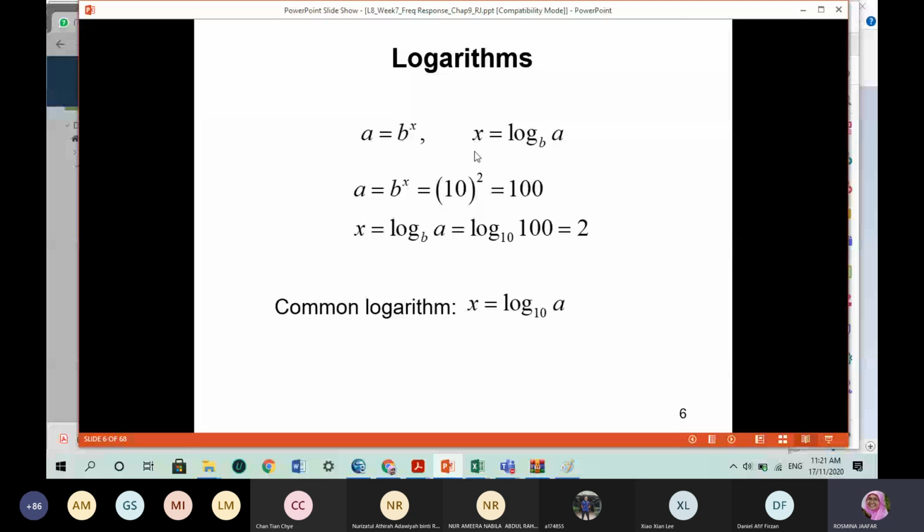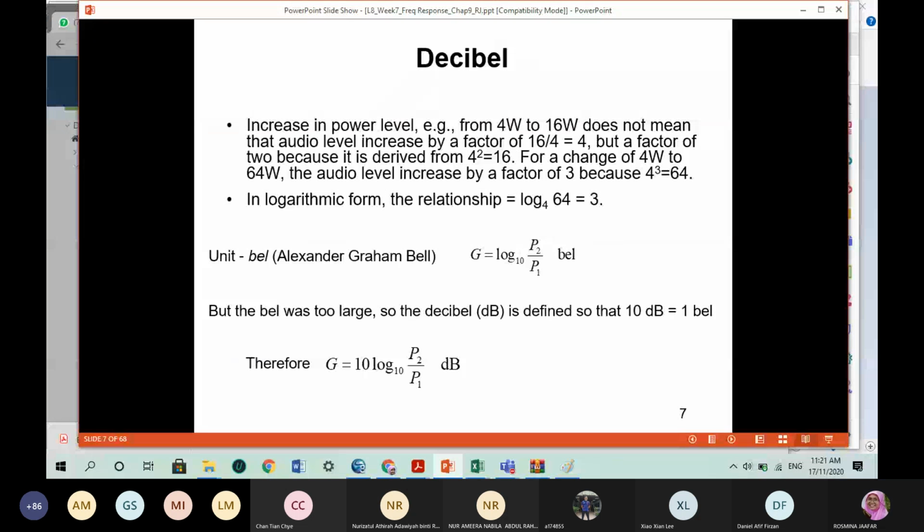So for example, if we have a equals b to the power of x, where b is 10 and a is 100, and 100 is actually 10 to the power of 2, therefore x is log base 10 of 100, which equals 2. Commonly, we can represent a simple logarithm of base 10: x is log 10 of a. Recalling the logarithmic function is important for the calculation of decibel units.